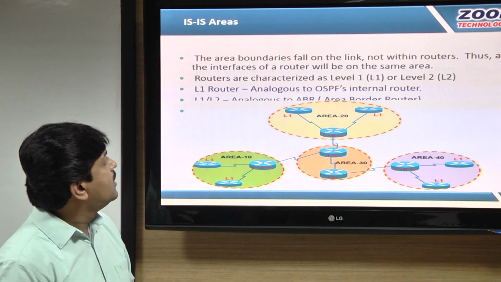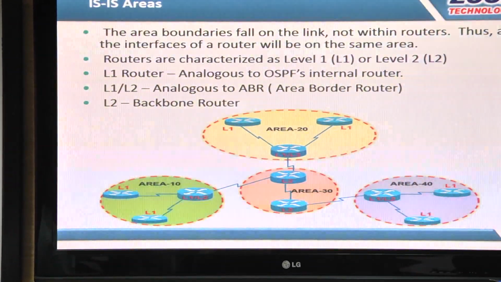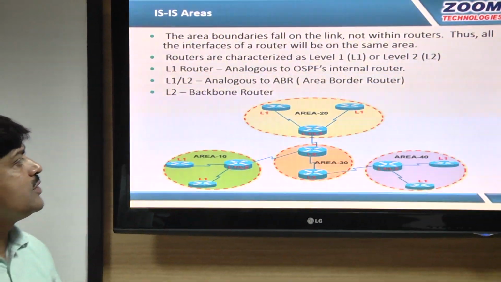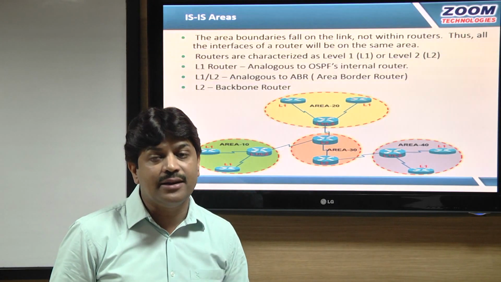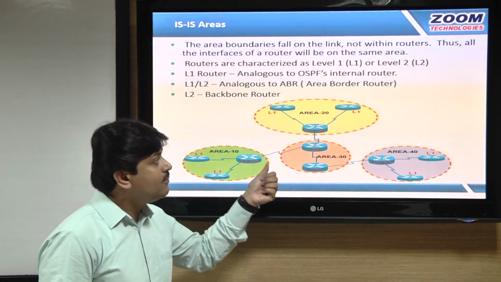Here we have ISIS areas. The area boundaries fall on the link, not within the router. Thus, all the interfaces of a router will be in the same area. The boundary is not on the router, it falls on the link.